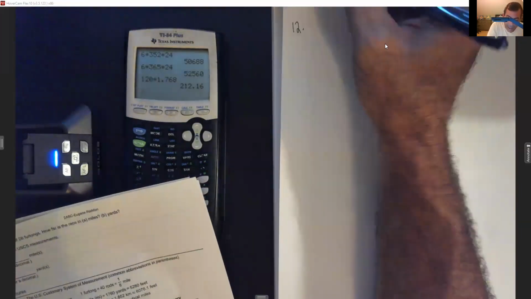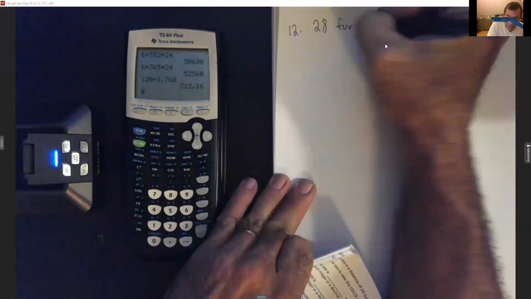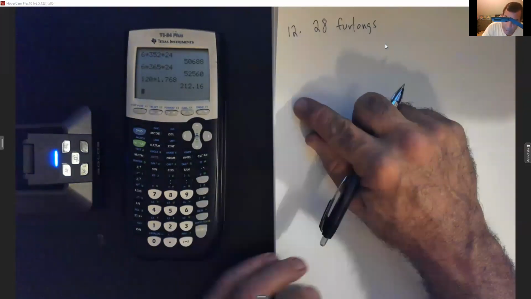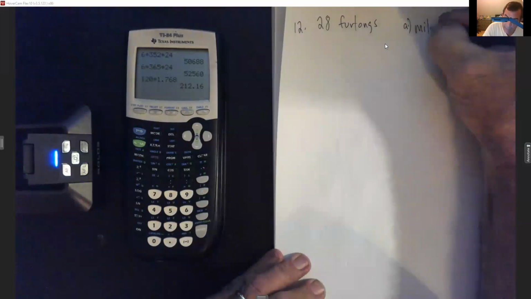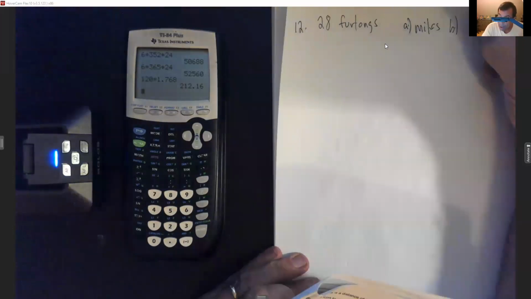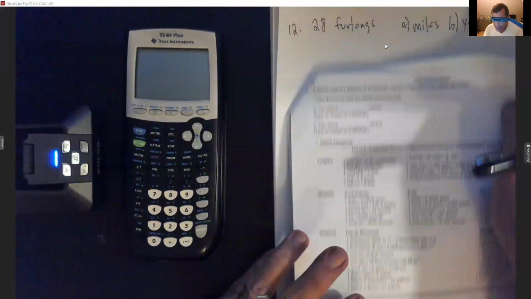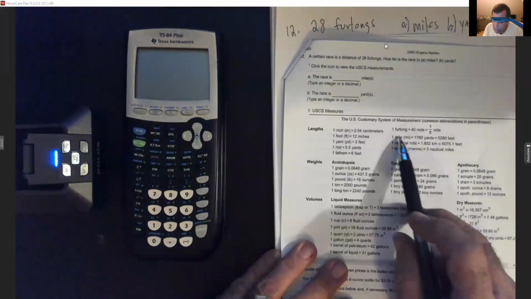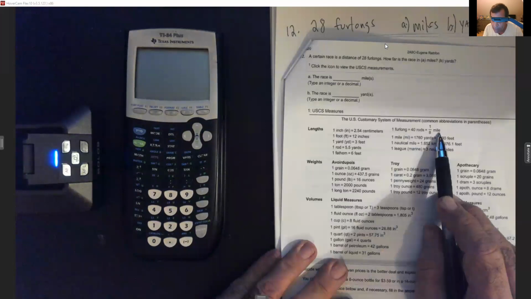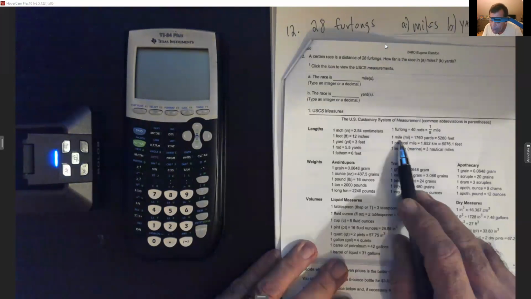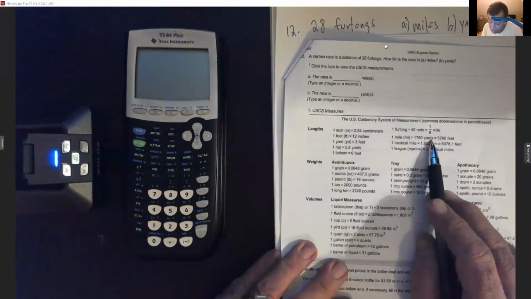Number 12, I'll do that one. So this one says a certain race is a distance of 28 furlongs. How far is the race in miles? So they want to know how many miles that is. And then B, how many yards that is. So I got a little measurement down here. And if you notice, 1 furlong is 1/8 of a mile. So that'll be pretty much what I use on the first one for miles. And then I can convert my miles into yards with this conversion.